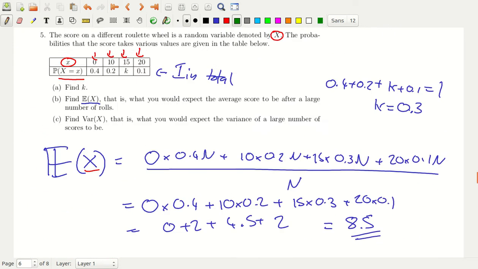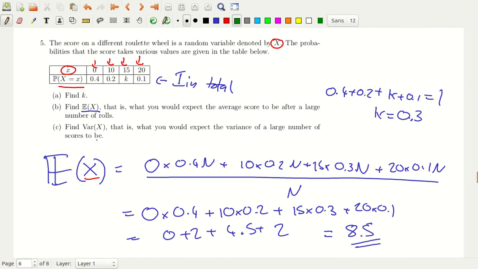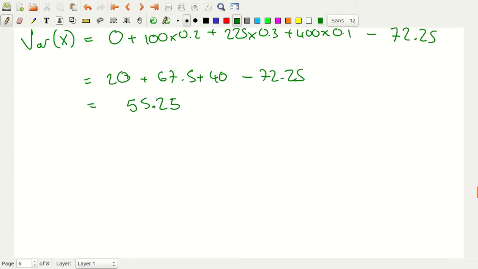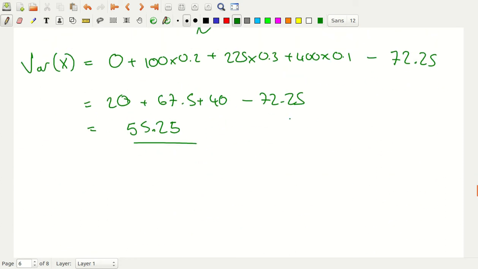Okay, so your final answers for the expected value written as E of X is 8.5, and the variance written Var of X is 55.25.